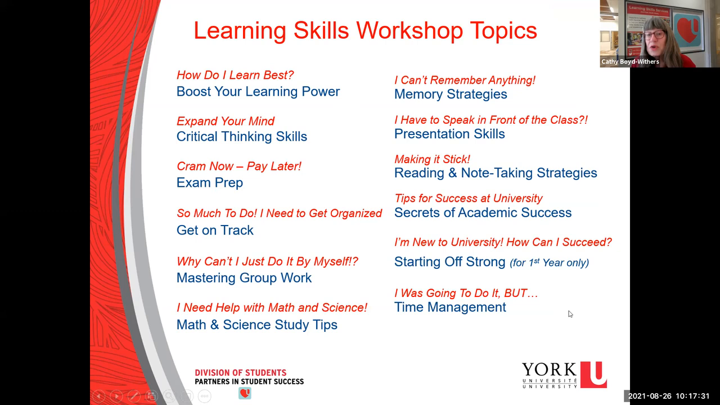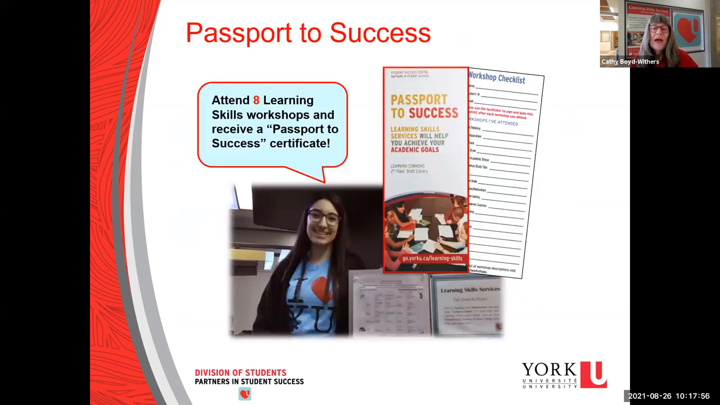Another one called Starting Off Strong for Brand New Students. We also have something called Secrets of Academic Success. That's a good one at the beginning as well. This workshop is specially designed for you, but you'll see some overlap with some of our other topics. So that might be an idea, to come September, to sign up for as many of our workshops as you want to help solidify some of these skills and build your confidence. If you attend 8 or more of our workshops, we give you a certificate. We call it the Passport to Success. So that's kind of an incentive to come to more than one.